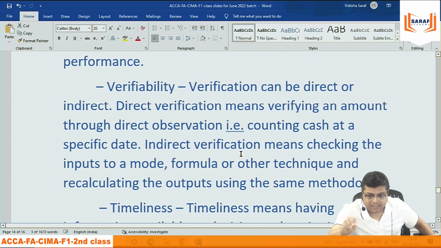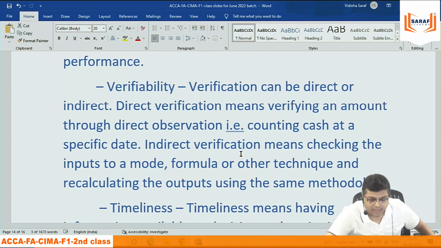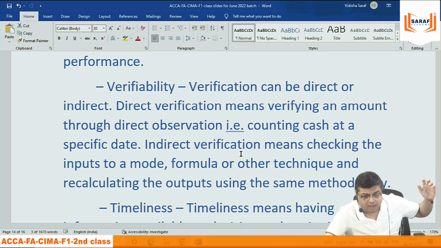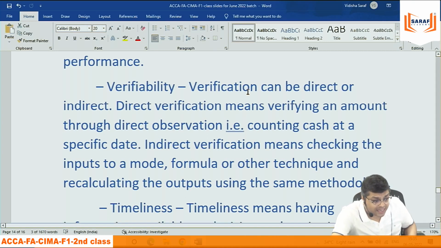Verifiability. There are two types. If there is an asset, suppose in my balance sheet this computer is there. Can I verify this computer belongs to Saraf Academy? I can check the voucher, where I can see that this computer was purchased by Saraf Academy on this date. That is called direct verifiability, going into the documents and checking.